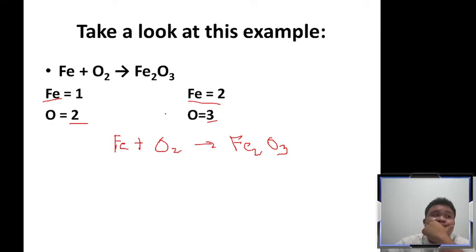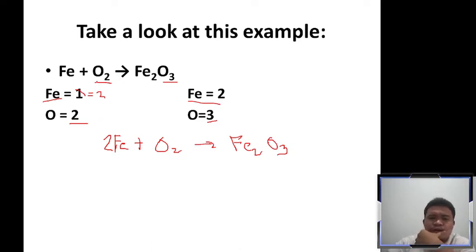So, let's try and test if adding a coefficient of 2 here works. Now, if I add a coefficient of 2 here in Fe, yes, if I add 2 Fe here, this Fe here now becomes 2, right? Because it has already a coefficient of 2. At the same time, it's balanced. But our problem is O2 and O3 are not yet balanced here, right? So that means that we need to do something about this.